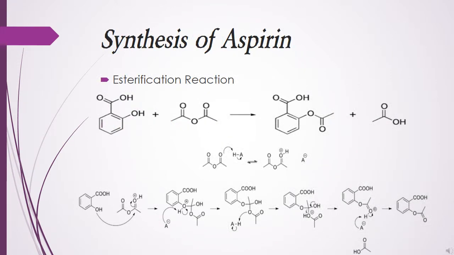The synthesis of aspirin is an esterification reaction. Salicylic acid is treated with acetic anhydride, causing the hydroxyl group to become an ester group. The mechanism yields aspirin and acetic acid. Typically in this reaction, sulfuric acid is normally added to the reaction to act as a catalyst.